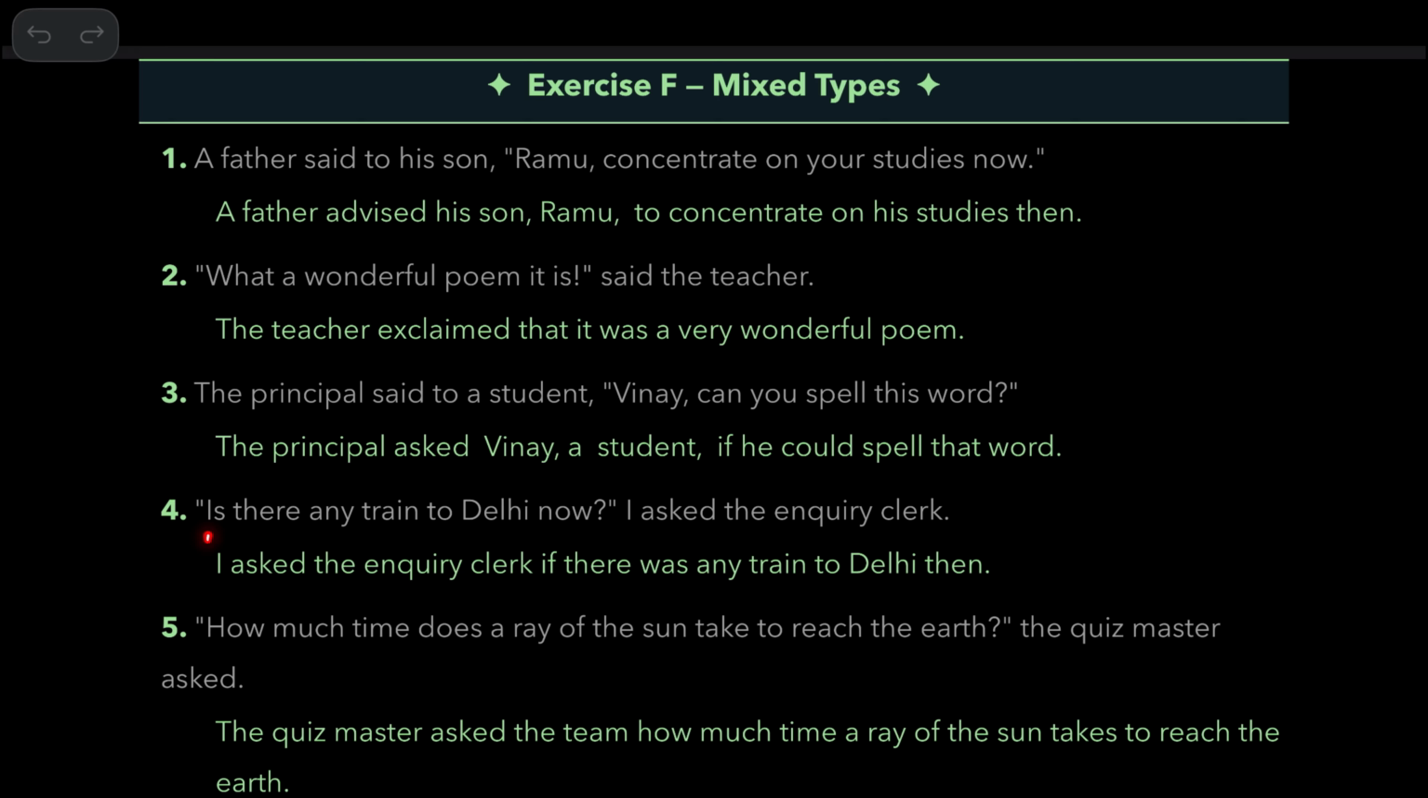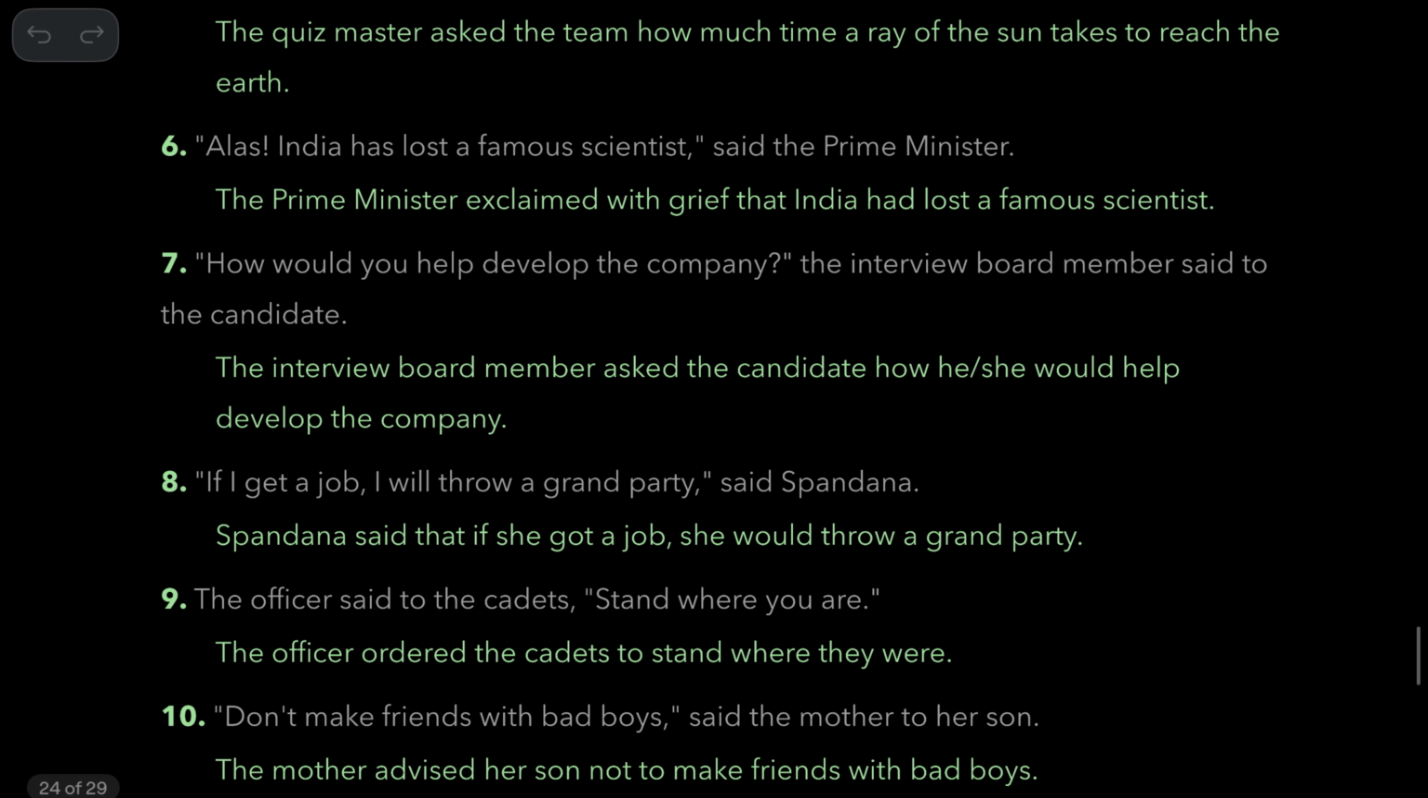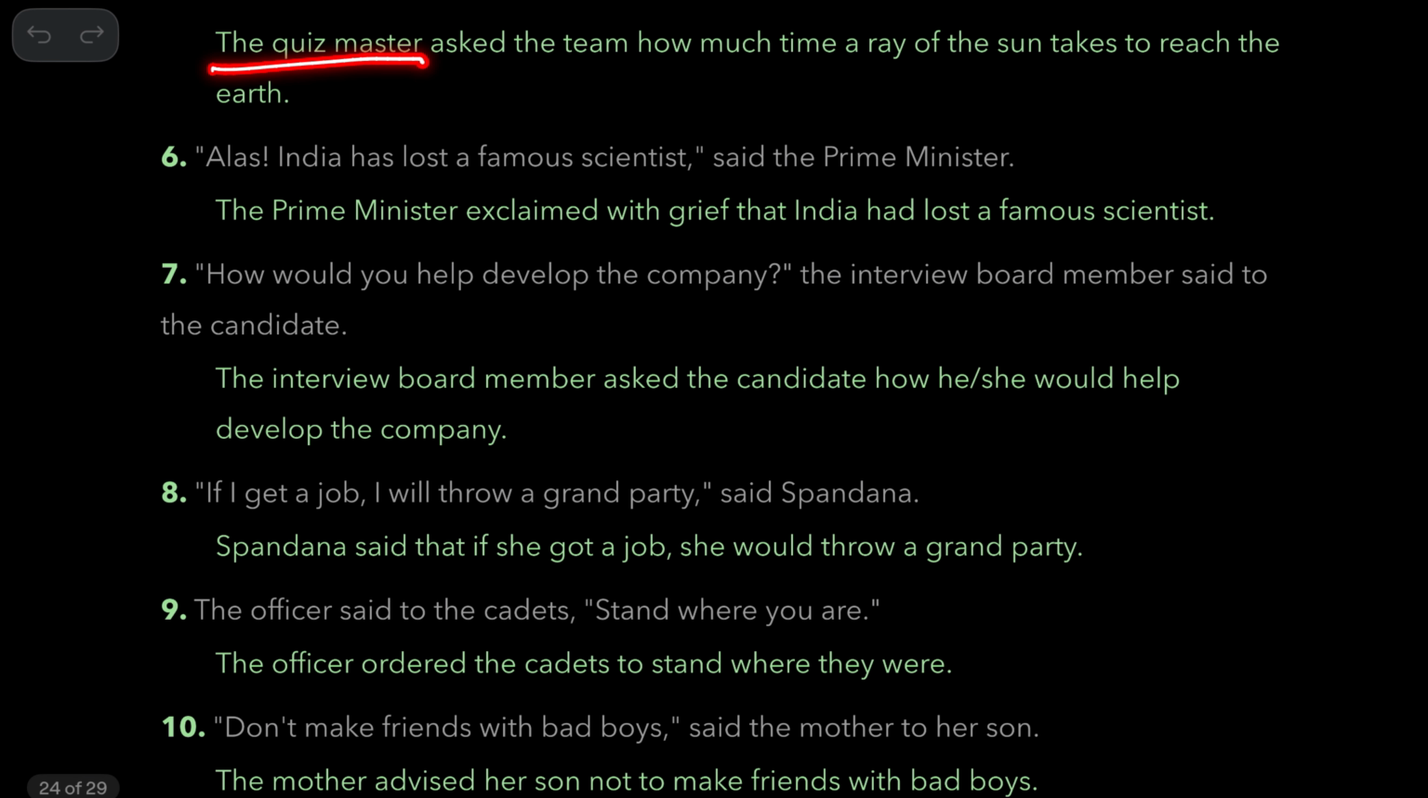"Is there any train to Delhi now?" I asked the inquiry clerk. I asked the inquiry clerk if there was any train to Delhi then. "How much time does a ray of the sun take to reach the earth?" the quiz master asked. The quiz master asked the team how much time a ray of the sun takes to reach the earth.